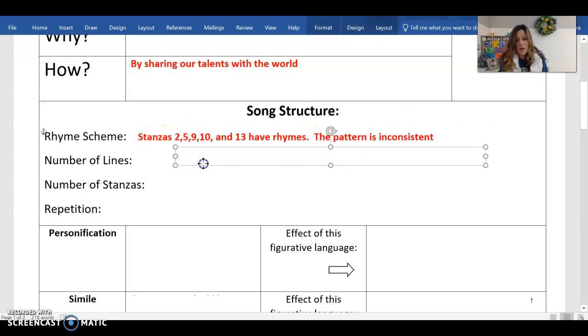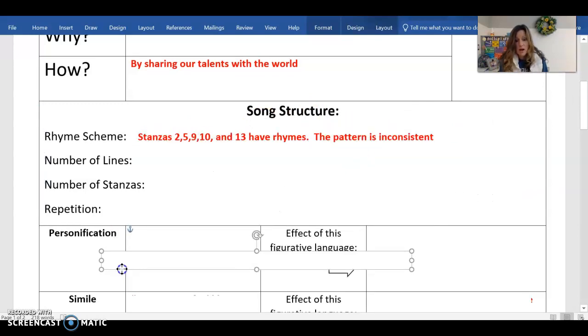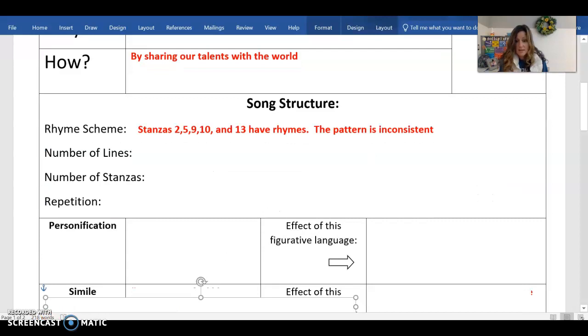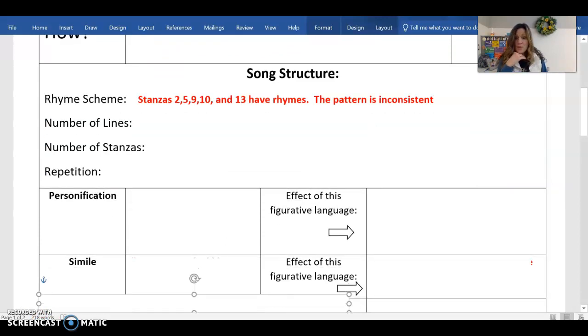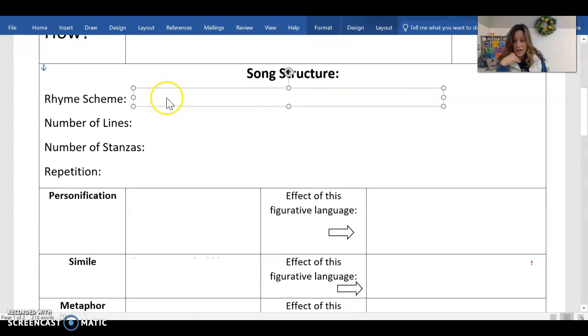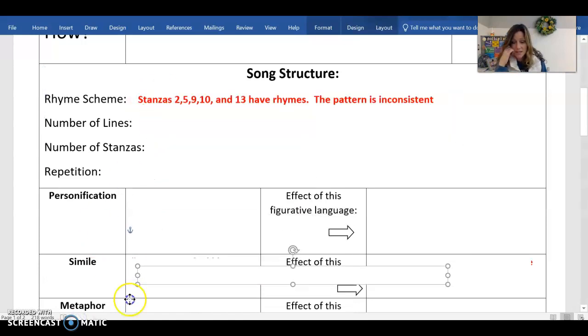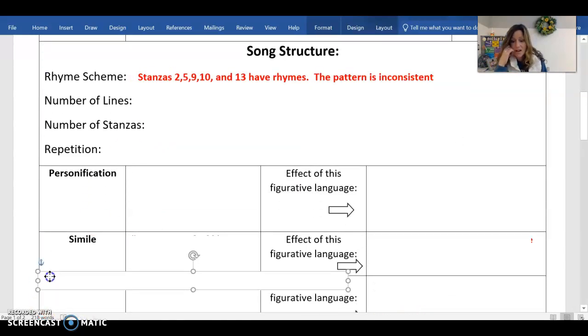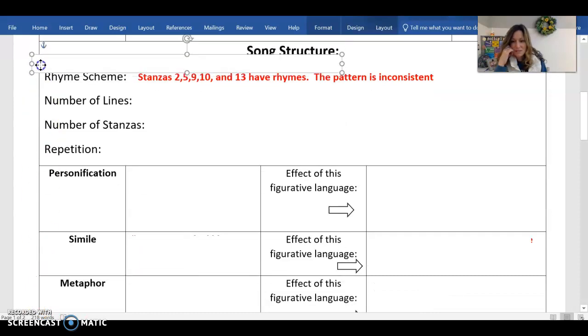So the song has stanzas, and it has rhymes. So I went ahead here and put in the rhyme scheme. So it's not like a standard rhyme scheme, but I put in there that stanzas 2, 5, 9, 10, and 13 have rhymes, and that the pattern is inconsistent. So it's not a standard rhyme scheme, but I did want to put that there are rhymes here, okay?